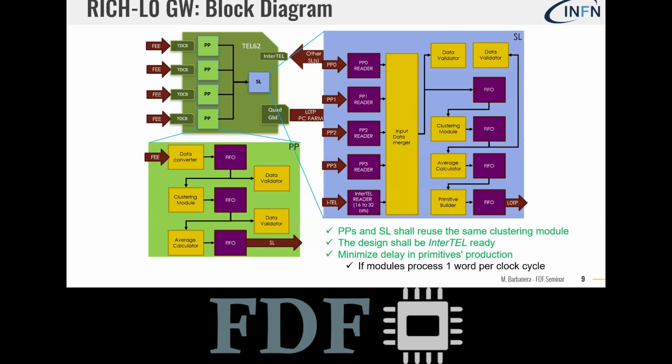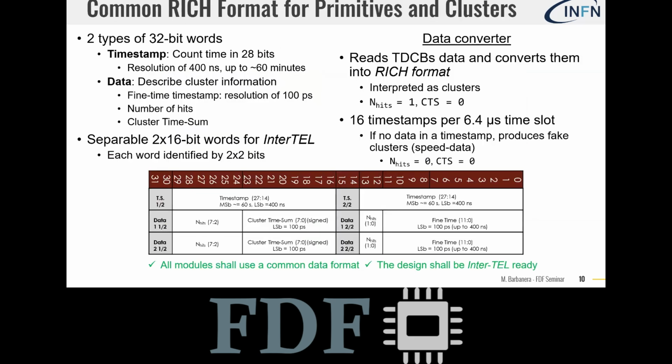Before delving into the gateway itself, let's have a look at the common format that we call rich format. It is made of two types of words of 32 bits, identified by 4 bits, with a bit of redundancy in the sense that we could have used just 2 bits, but in order to separate the words into 2 16-bit words to use the Intertel, we split the identification into 2 blocks of 2 bits each, in order to identify if it is a timestamp or a data word, and if it is the first 16-bit word or the second 16-bit word.